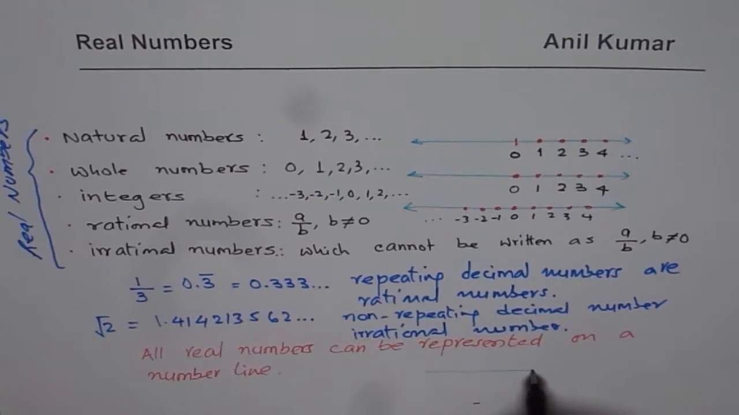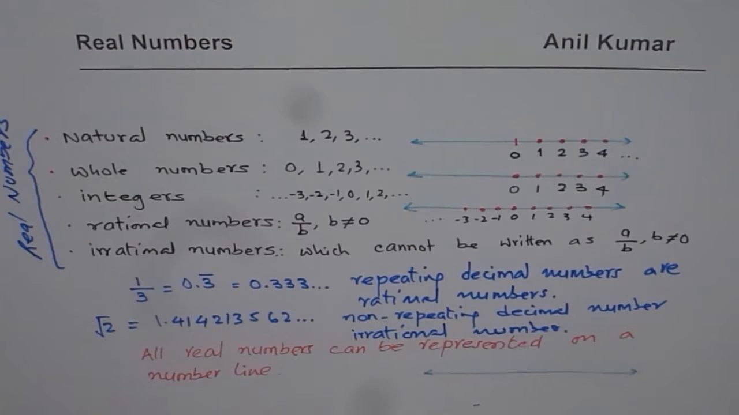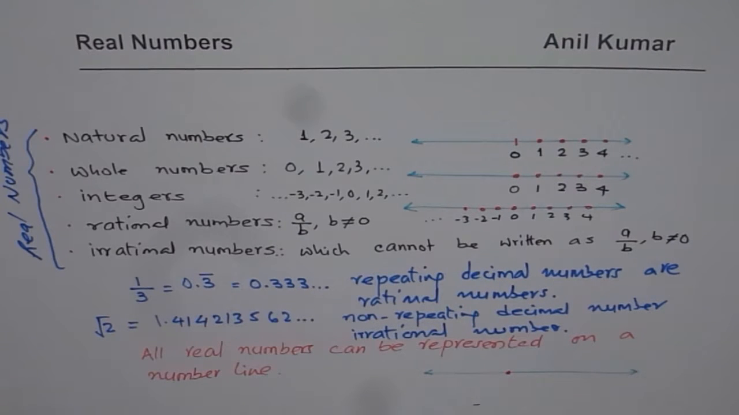Now the question is, representing half is easy, right? Or a fraction like this is easy. You can divide into 3 equal parts and select 1. How do you represent square root 2? So the question for you is, how to represent square root 2 on this number line? You can pause the video and try to answer this question. And here is a hint for you.